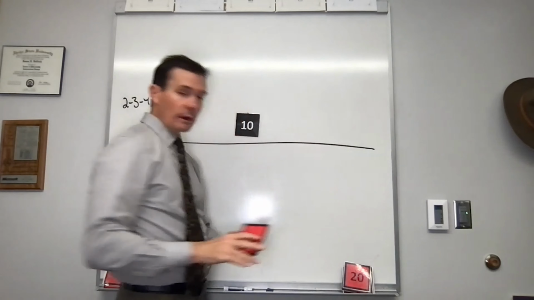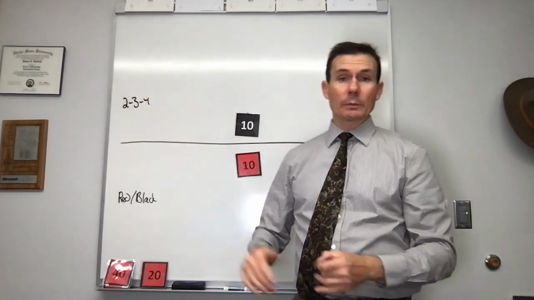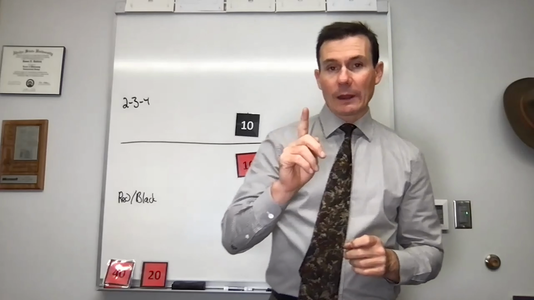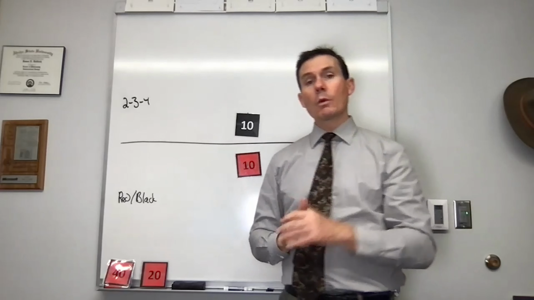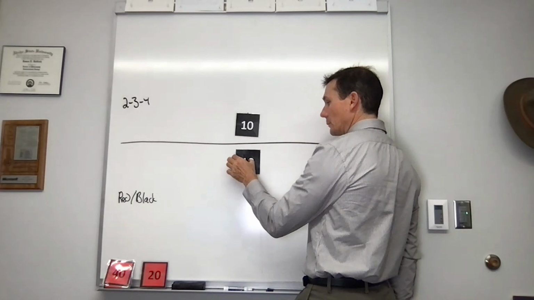Now I'll do the same thing for my red-black tree. I'm going to insert a node 10. Now in a red-black tree, we build from the top down. And we always insert as red. Now note that rule 1 for the red-black tree is that the root is always black.